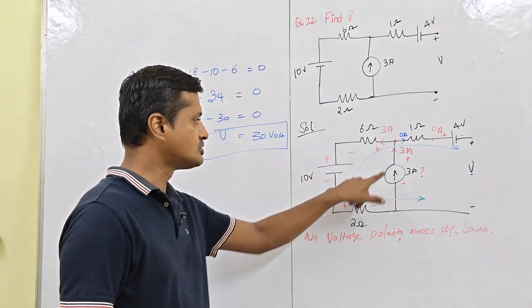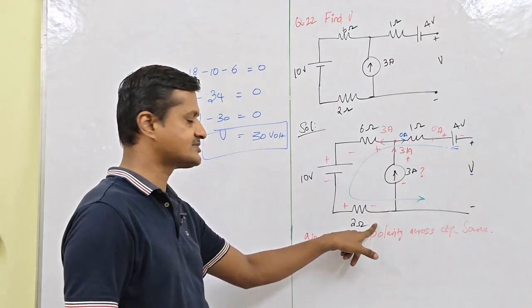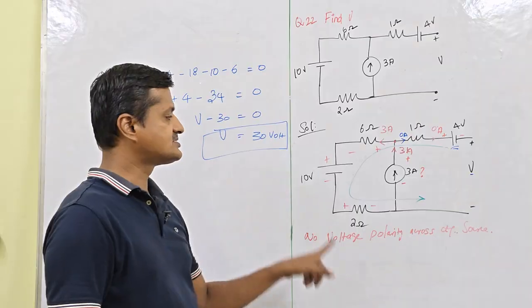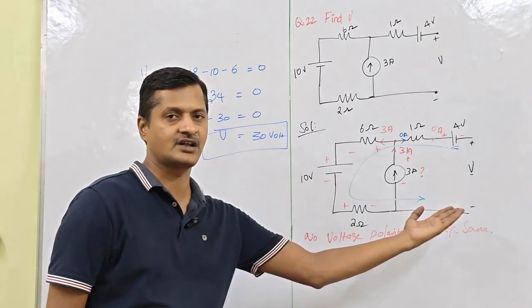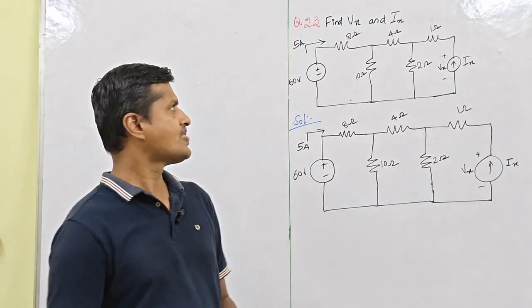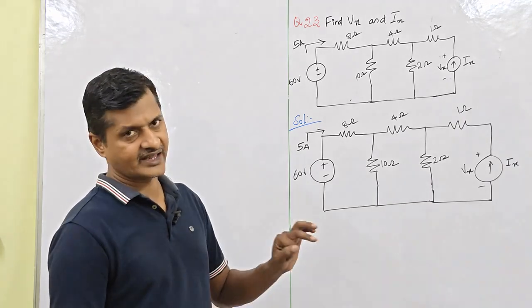So this is a closed loop, and here 6 amps, the same 3 amps current flows. So based on that we are applying Kirchhoff's voltage law. Next, problem number 23: find Vx and Ix.